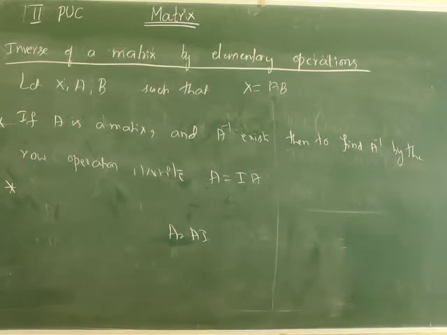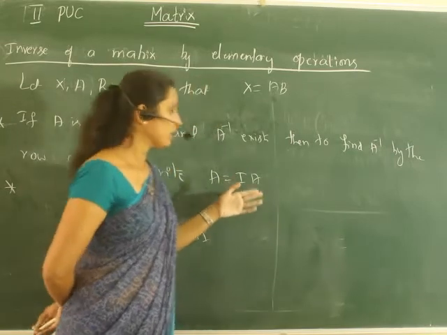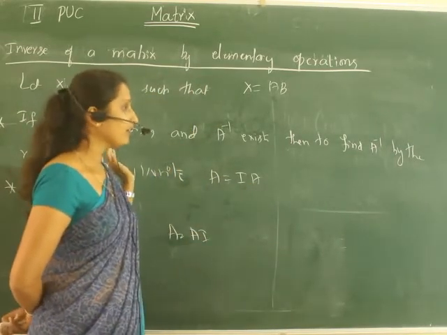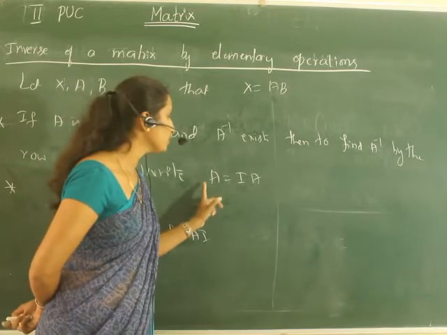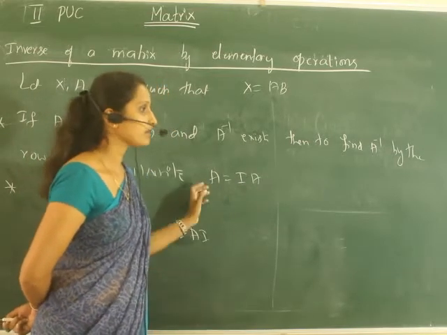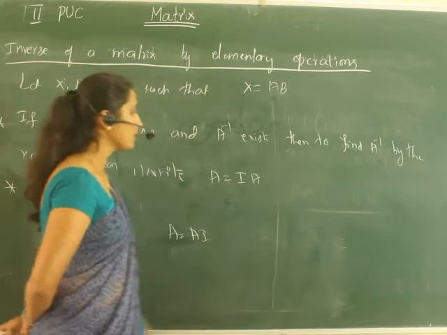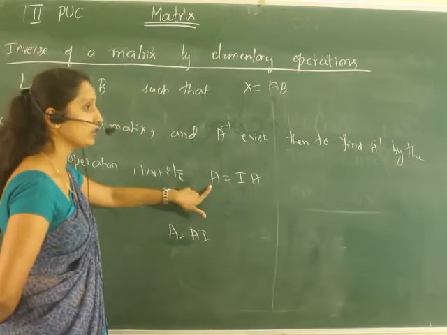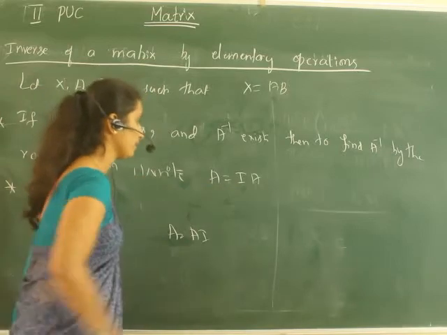After writing A is equal to IA, we continue the row operations till we get I is equal to BA. If it is a row operation, we get I is equal to B into A.